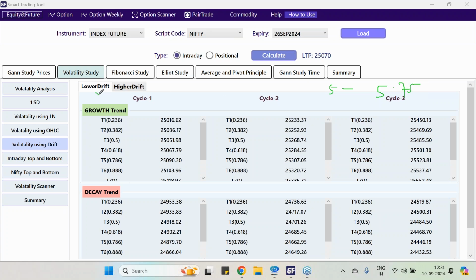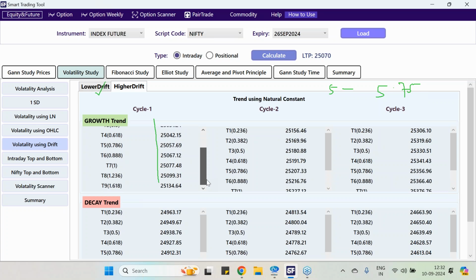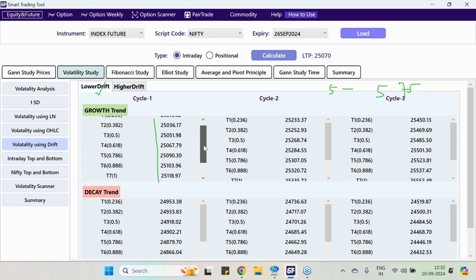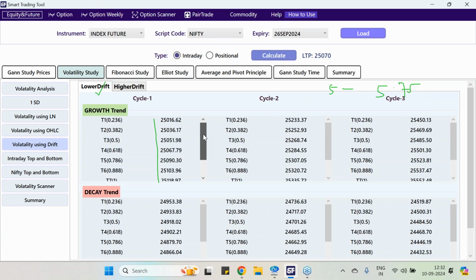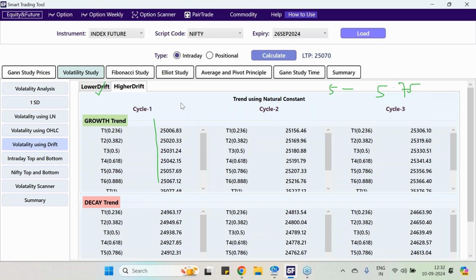Lower drift means if volatility falls, to what extent it can fall, and based on that volatility, how much the price range will be reset and what the level will be. If the volatility rises today, what maximum it can rise, and based on that, what the price range will be and what depth it can create. You can see that lower volatility is giving a lesser depth, and higher volatility is giving a higher depth. So this is how your volatility, lower drift and higher drift, works.